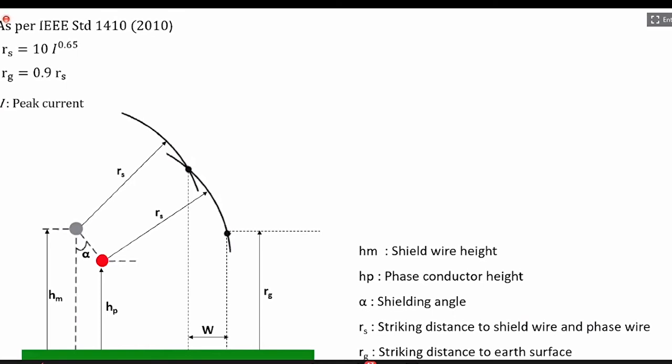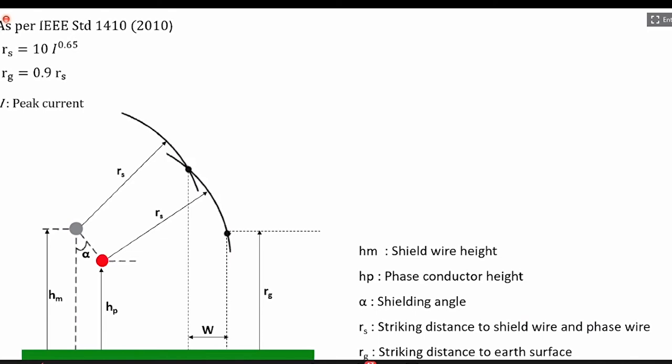Now, the striking distance is a function of the lightning current. So when the step leader comes, it has the charge, so the current that it will give rise to, the peak current, is already determined, already decided. And that current is what decides the striking distance. And usually, the striking distance to ground is slightly less than the striking distance to the wires, because ground is usually flat and not as good a conductor as the wires. Therefore, we give a little less striking distance for the earth.